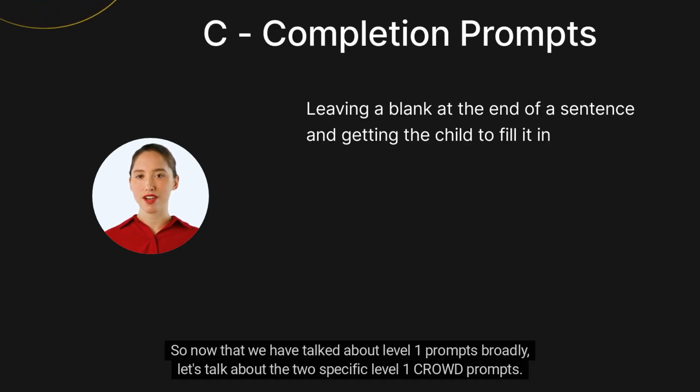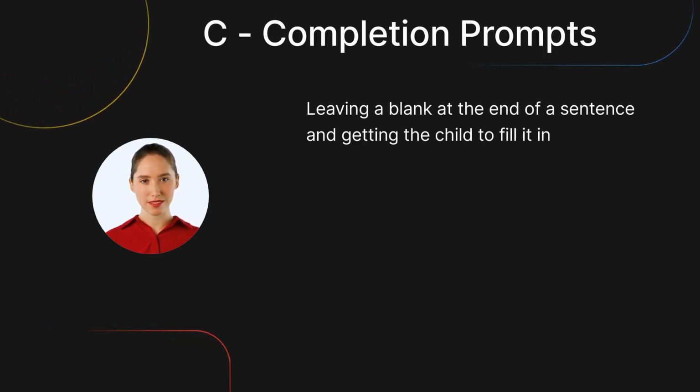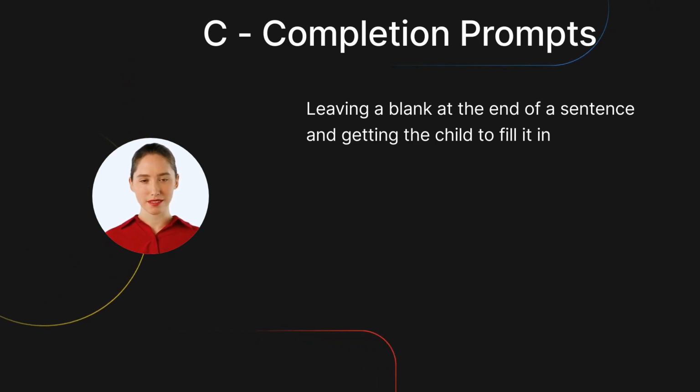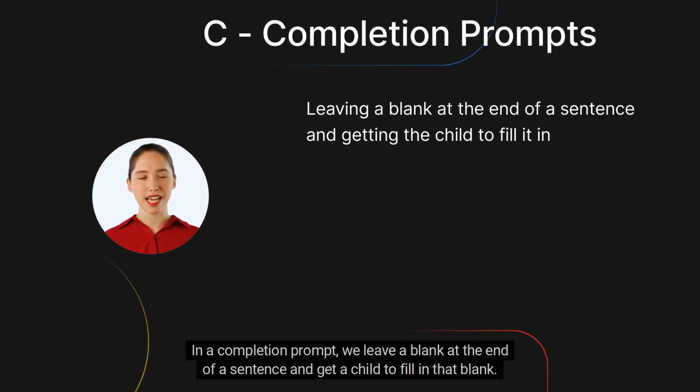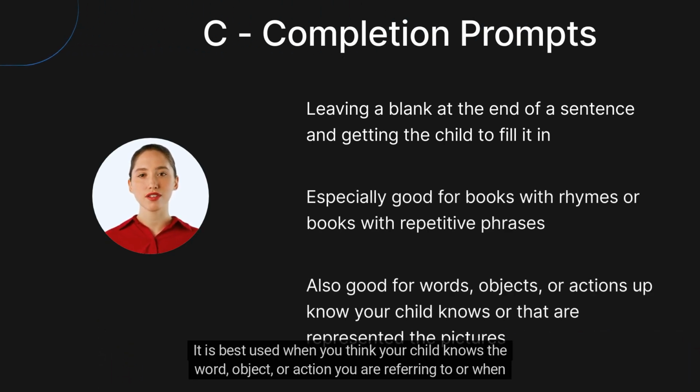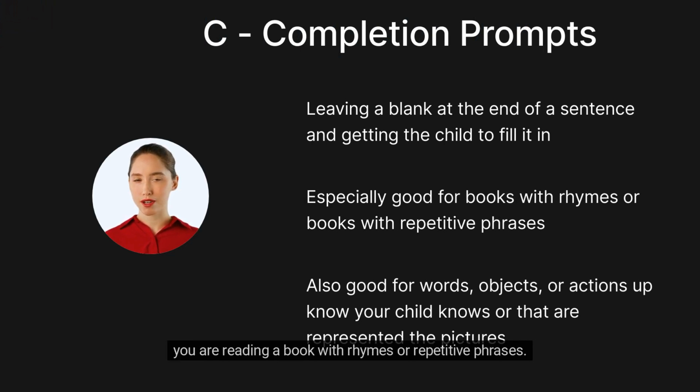So, now that we have talked about Level 1 prompts broadly, let's talk about the two specific Level 1 CROWD prompts. The first is C, or completion prompts. In a completion prompt, we leave a blank at the end of a sentence and get a child to fill in that blank. It is best used when you think your child knows the word, object, or action you are referring to, or when you are reading a book with rhymes or repetitive phrases.